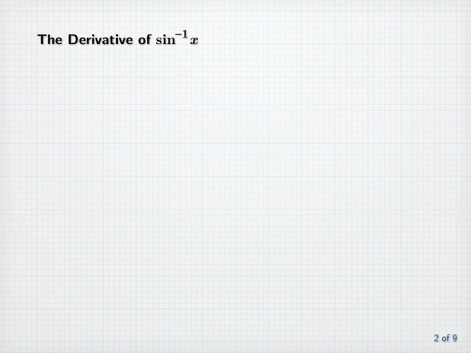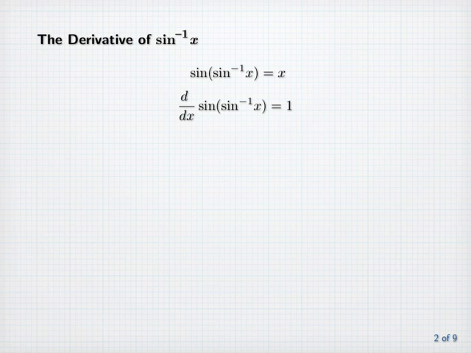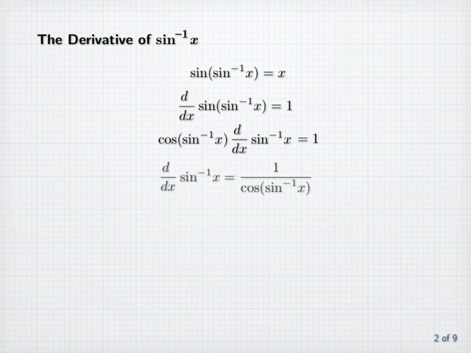The derivative of inverse sine of x. We start with the equation sine of inverse sine of x equals x. Then we differentiate each side with respect to x. This gives a 1 on the right-hand side. On the left side, we use the chain rule and get cosine of inverse sine of x times the derivative of the inside function, which is inverse sine of x. Now we divide by cosine of inverse sine of x to obtain the derivative of inverse sine of x equals 1 over the cosine of inverse sine of x.